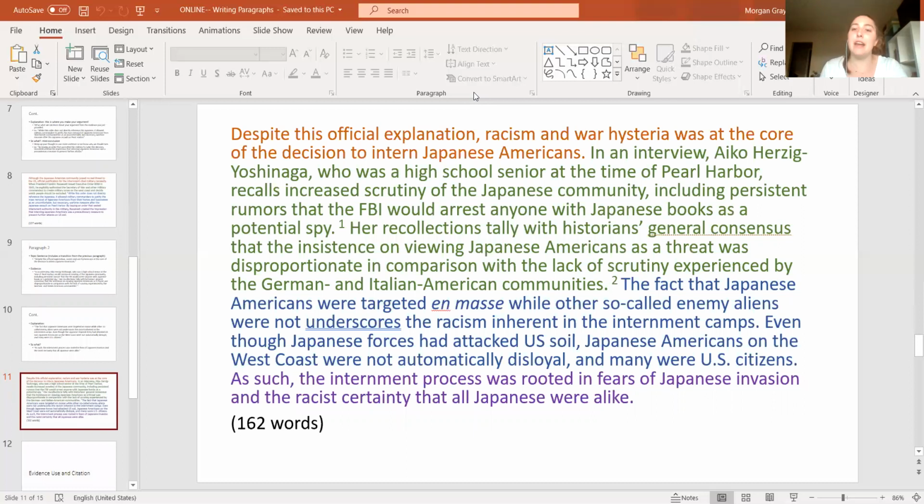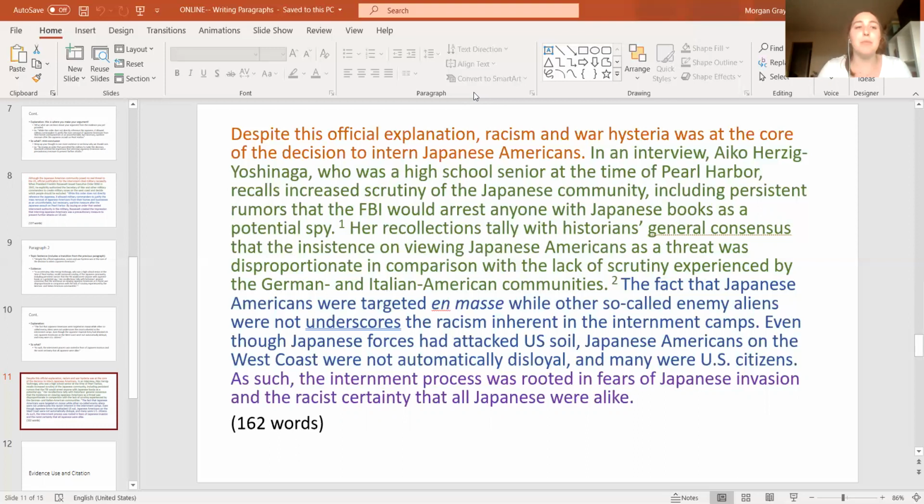And you can see, again, how these chunks work together. And again, it's only 162 words. If you only have 1,000 or 1,500 words to write, you can get a fair amount in 1,000 or 1,500 words if you are following a pretty organized structure.